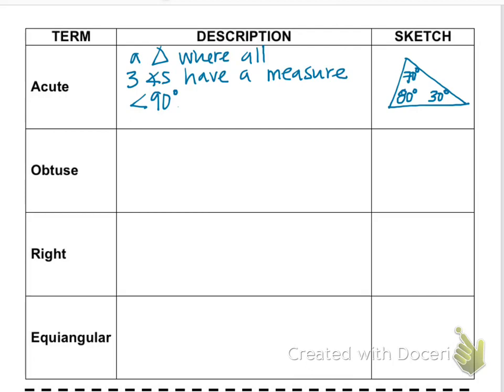An obtuse triangle is a triangle where only one angle has a measure greater than 90. If 2 angles had a measure greater than 90, then those 2 would add up to already be more than the allotted 180 degrees that a triangle can have. And the third angle of the triangle would have to be a negative value, which doesn't make any sense. So, an obtuse triangle is a triangle where only one angle has a measure greater than 90.